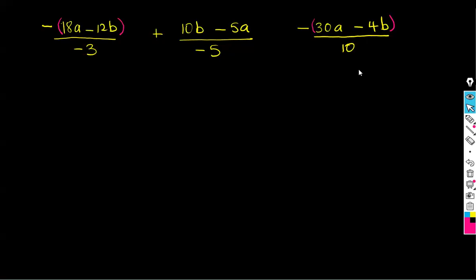So what we should do first is get rid of the brackets. So let's multiply the brackets. Everyone on top gets multiplied by the minus sign. Remember, this is positive 18, right? Minus times positive is a minus. So you get minus 18a. And a minus times the minus 12 will give you positive 12b. And this whole thing is divided by minus 3.